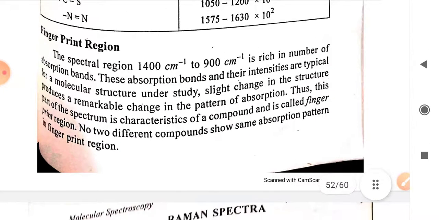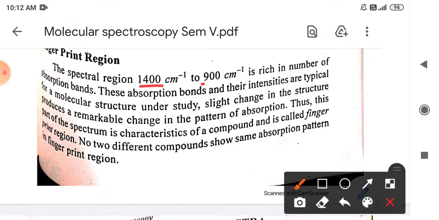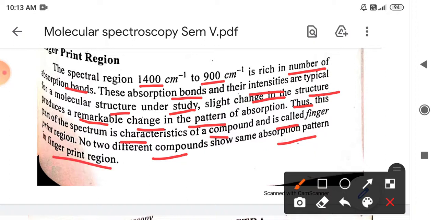The next important thing is, what do we mean by the fingerprint region? The spectral region ranging from 1400 to 900 centimeter inverse is rich in the number of absorption bands. The intensities of these absorption bands are quite typical for the molecular structure under study. A slight change in the structure produces a remarkable change in the pattern of absorption for the given molecule. So this part of the spectrum is characteristic for the given compound, and it is called the fingerprint region. No two different compounds show the same absorption spectrum in the fingerprint region.